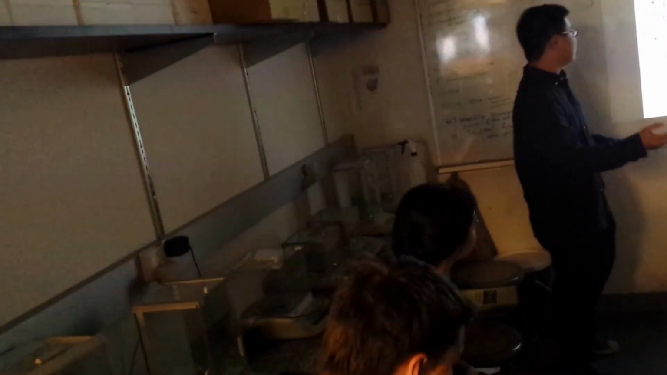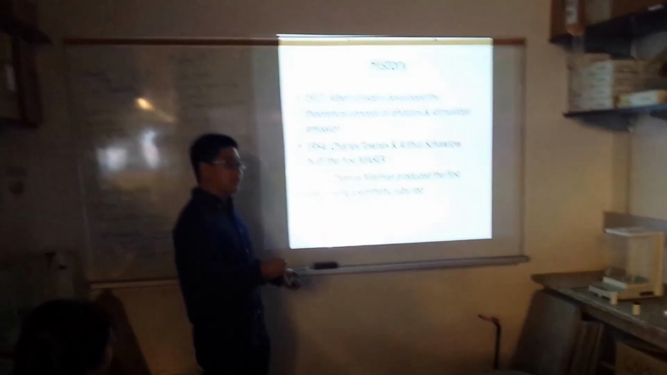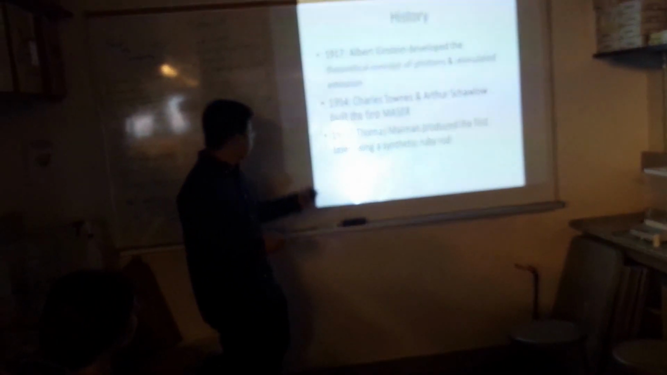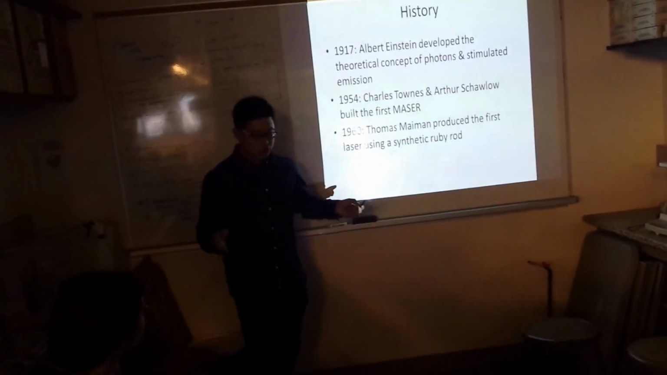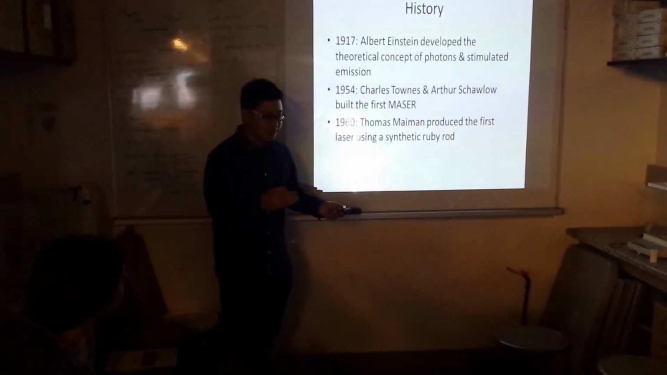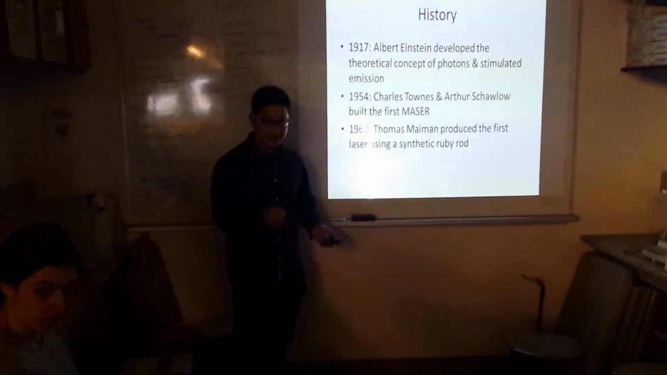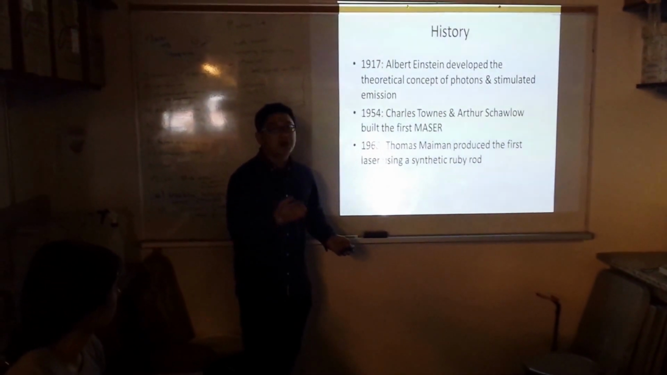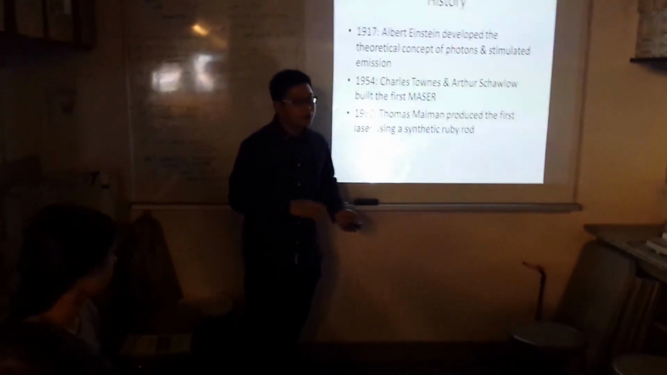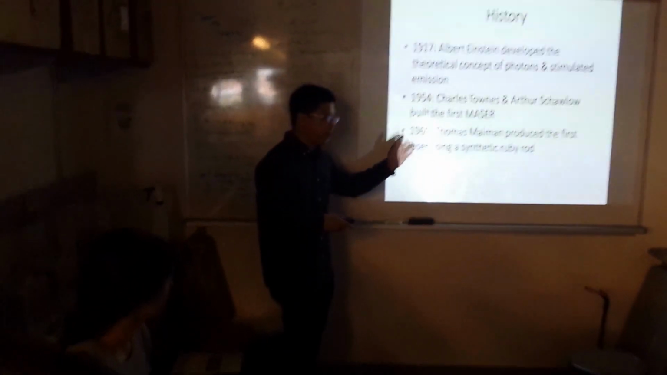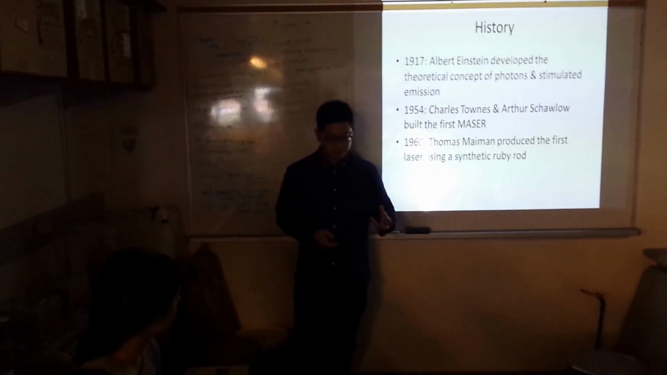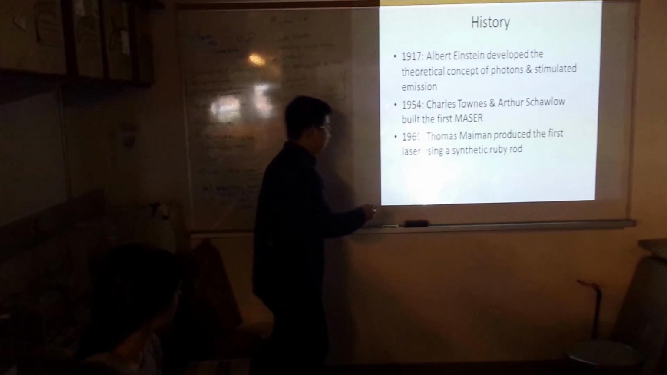And in the 1960s, Theodore Maiman produced the first laser using this ruby rod here. We're going to talk about the laser structure and mechanism using this ruby rod laser as the prototype, because it's a simple three-level laser and it's easy to understand. I hope you can appreciate this a little bit.